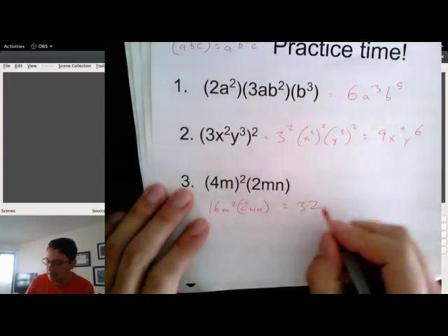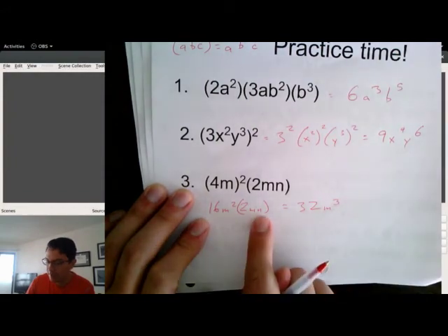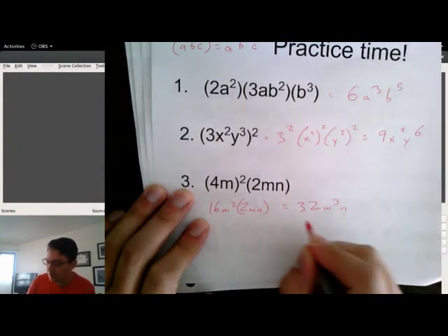M squared times m is m cubed. And we don't have another n, so we just have a lone n at the end. So that takes care of that one. Let's go to the next page.